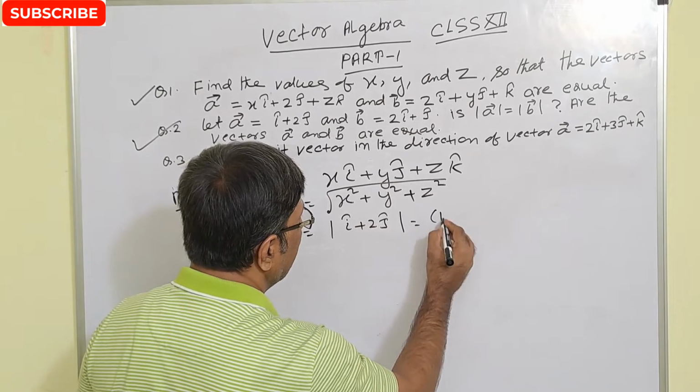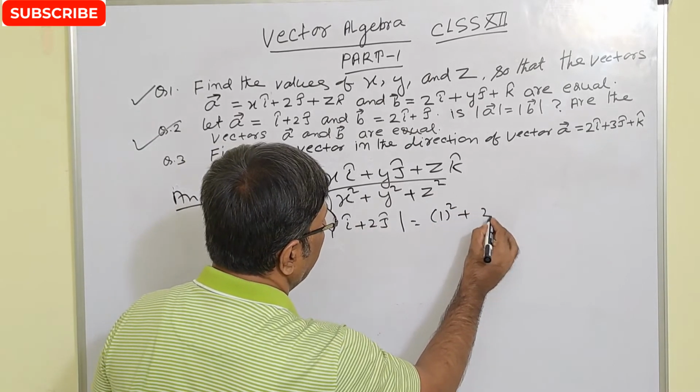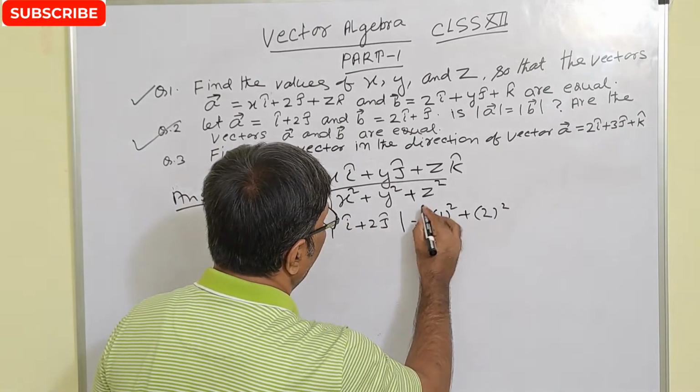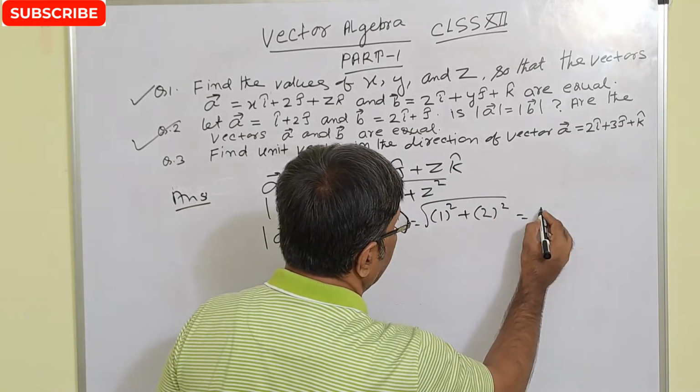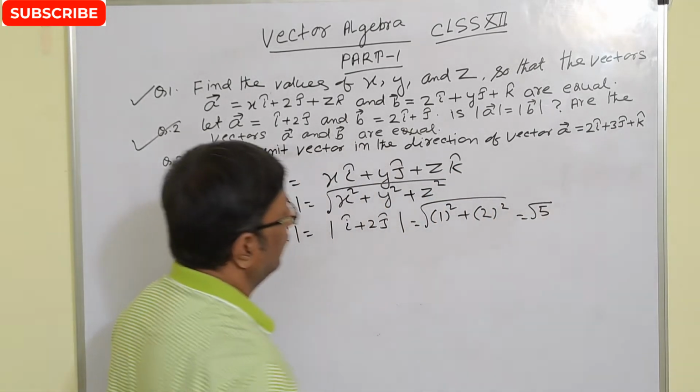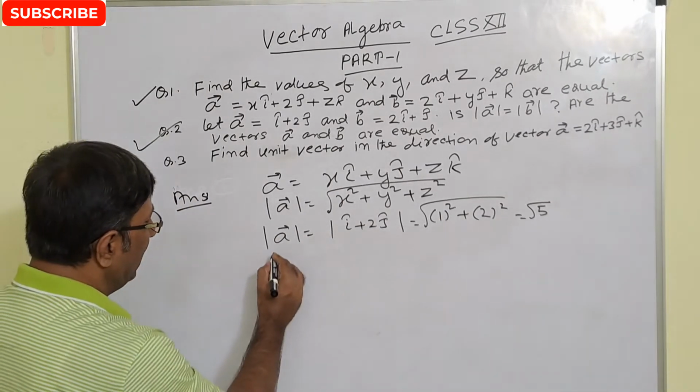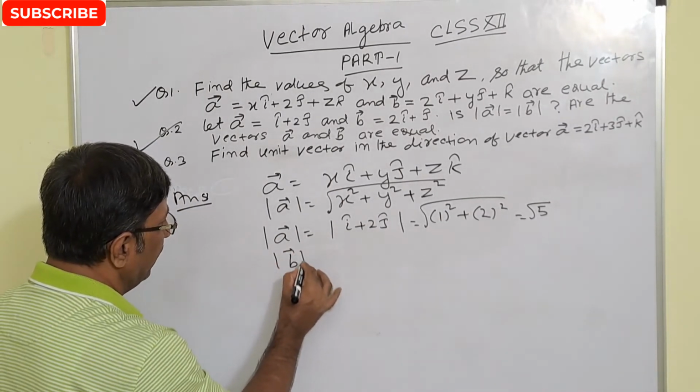So this is root under 1 square plus 2 square. So what we get? 1 square is 1, 2 square is 4. That is root under 4. Similarly, unit vector b.